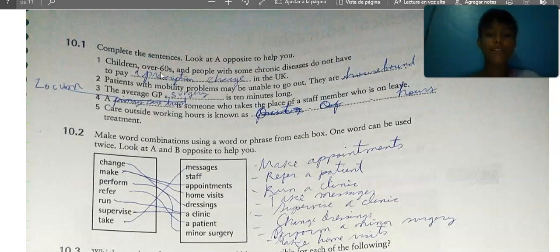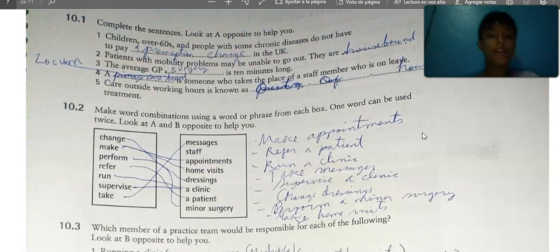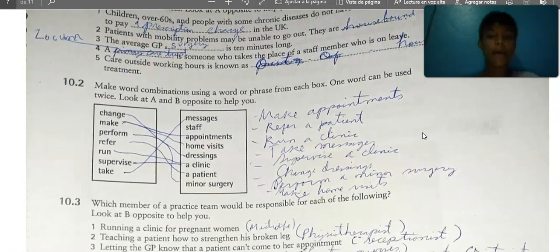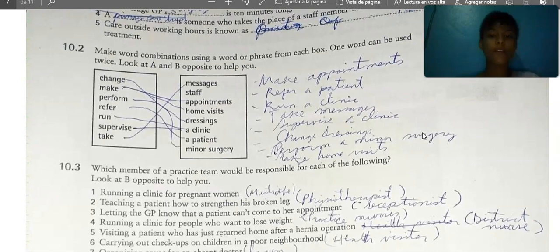Children, over 60s and people with some chronic diseases do not have to pay a prescription charge in the UK. Patients with mobility problems may be unable to go out. They are housebound. The average GP surgery is 10 minutes long. In primary care, a locum is someone who takes the place of a staff member who is on leave. Care outside working hours is known as out-of-hours treatment.